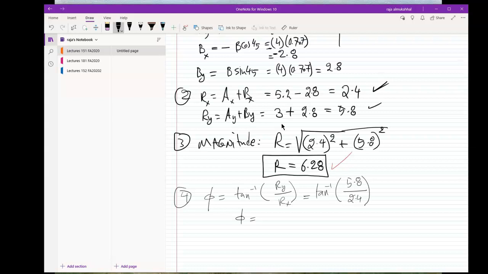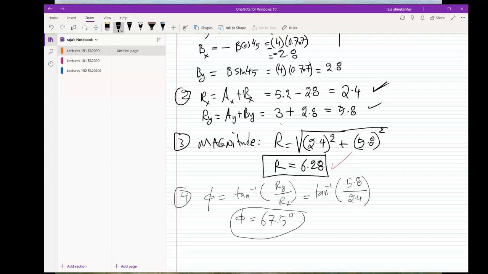So I'm going to use my calculator. Tan inverse 5.8 divided by 2.4. Answer 67.5. So the angle here is 67.5 degrees. And there we go, I got the angle.